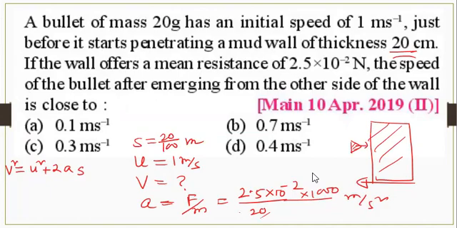So after putting all these values, v square is equal to 1, u is 1 only, 1 square plus 2 into, so that cancels out. This is 2, this is 50. So calculation part you can carry along with us. Okay, so that is 2.5 into 50, divided by 100, so 1.25 only.